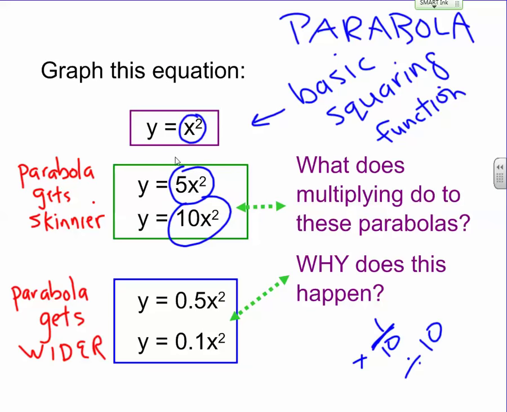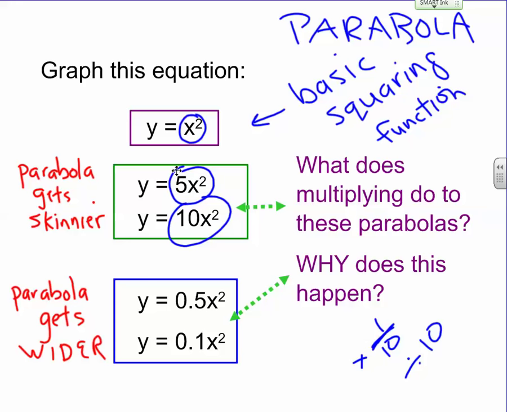Then we graphed y equals x squared, and I asked you, why is this called the basic squaring function? And as some of you said, it's because we're squaring x to get y. And that shape has a special name. It's called a parabola. When we graphed y equals x, that shape is just a line, but this shape curves because the slope is constantly changing.